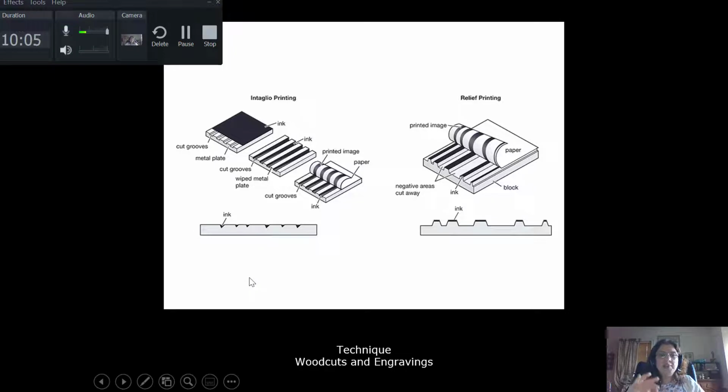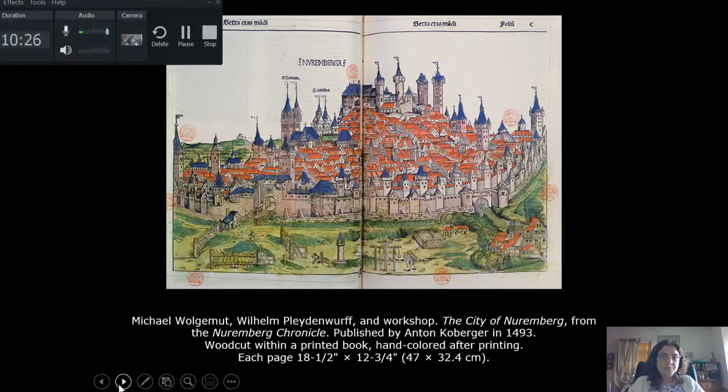Then you take wet paper that's damp, and you put it on top of it, and you run it through a press. And the press presses the paper into the grooves, and when you pull the paper off, you're pulling the ink out of the grooves. Okay. So again, I have two videos up that show you this.